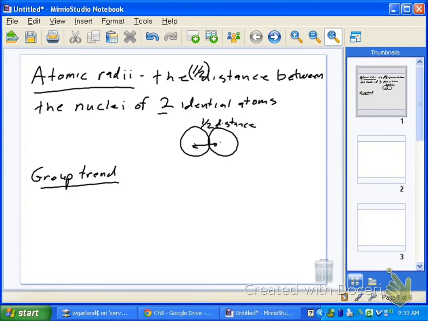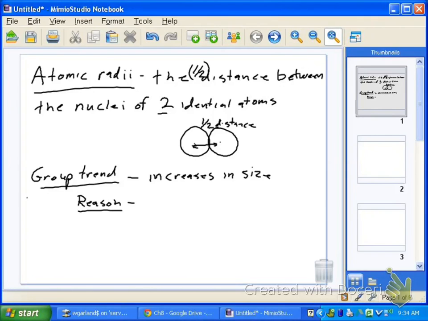So we have a group trend going down the group. What's the trend? The atomic radii increases when you go down a group. Right. So we're going to say increases. Any questions? Increases in size as you go down a group. They get bigger. Okay?